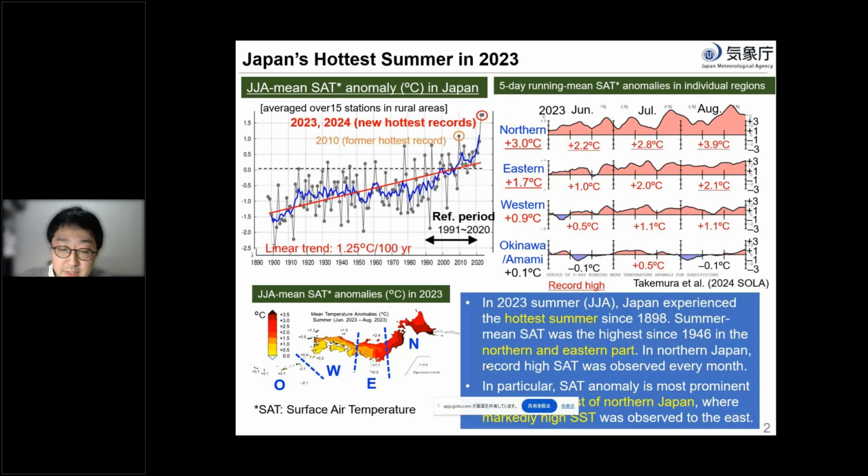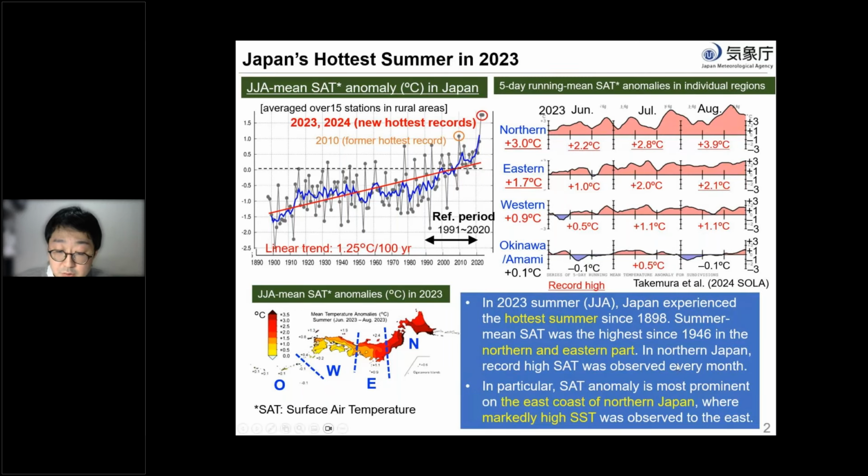So please see the bottom left panel. This figure shows the horizontal distribution of JJA mean SAT anomalies in 2023. We can see SAT anomalies are the most prominent on the east coast of northern Japan, where markedly high SST was observed to the east.